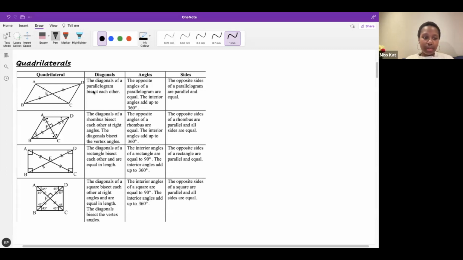Anyone? Maybe I should number them. That would be a start. 1, 2, 3, and 4. Number 1 is called a what? Parallelogram.